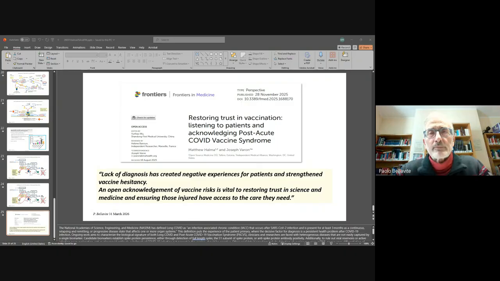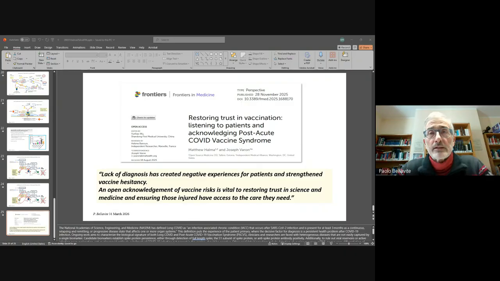So at the present, they are in a situation of observational studies, and this is also very important to increase the number of observations, because it is necessary to subdivide this syndrome into different sub-syndromes. For example, there are some patients with neurological problems, others with more cardiovascular problems.